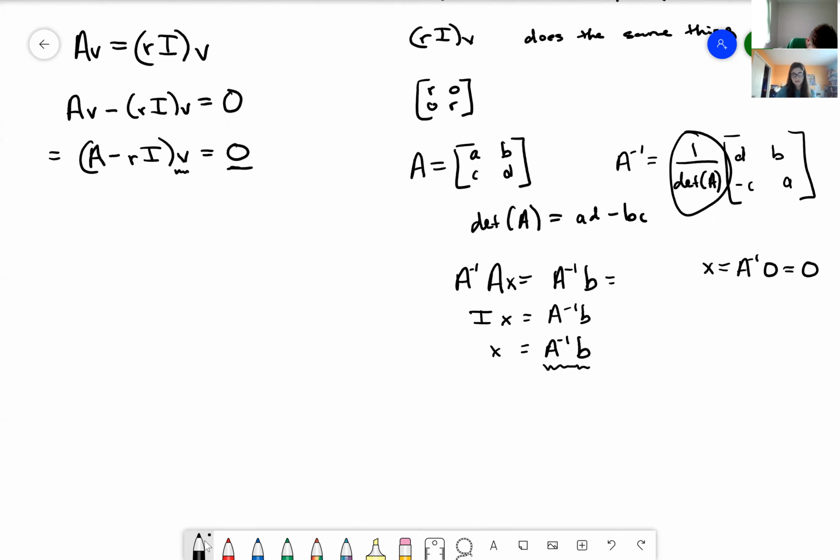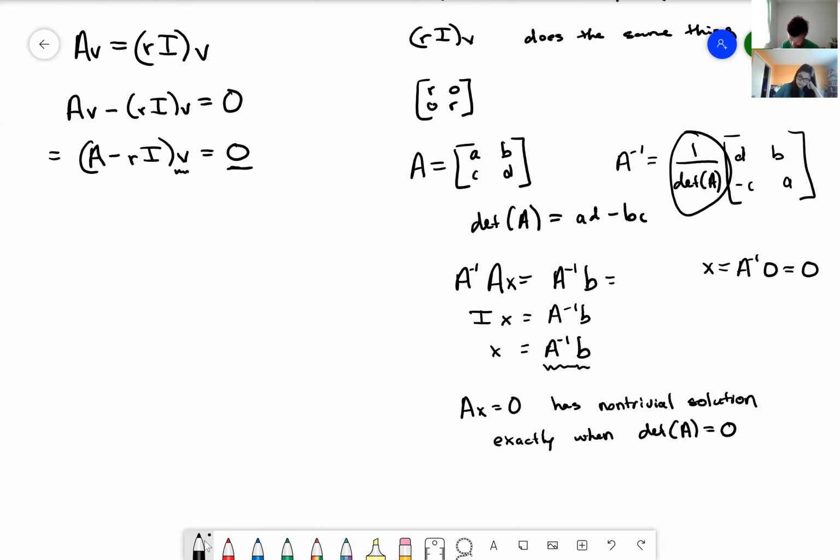So I'll just make it a statement. Let's write it over here. AX equals 0 has non-trivial solutions exactly when the determinant of A is equal to 0. If the determinant of A is equal to 0, we have non-trivial solutions. And if we want to force there to be non-trivial solutions, we must have an A that has a determinant of 0.